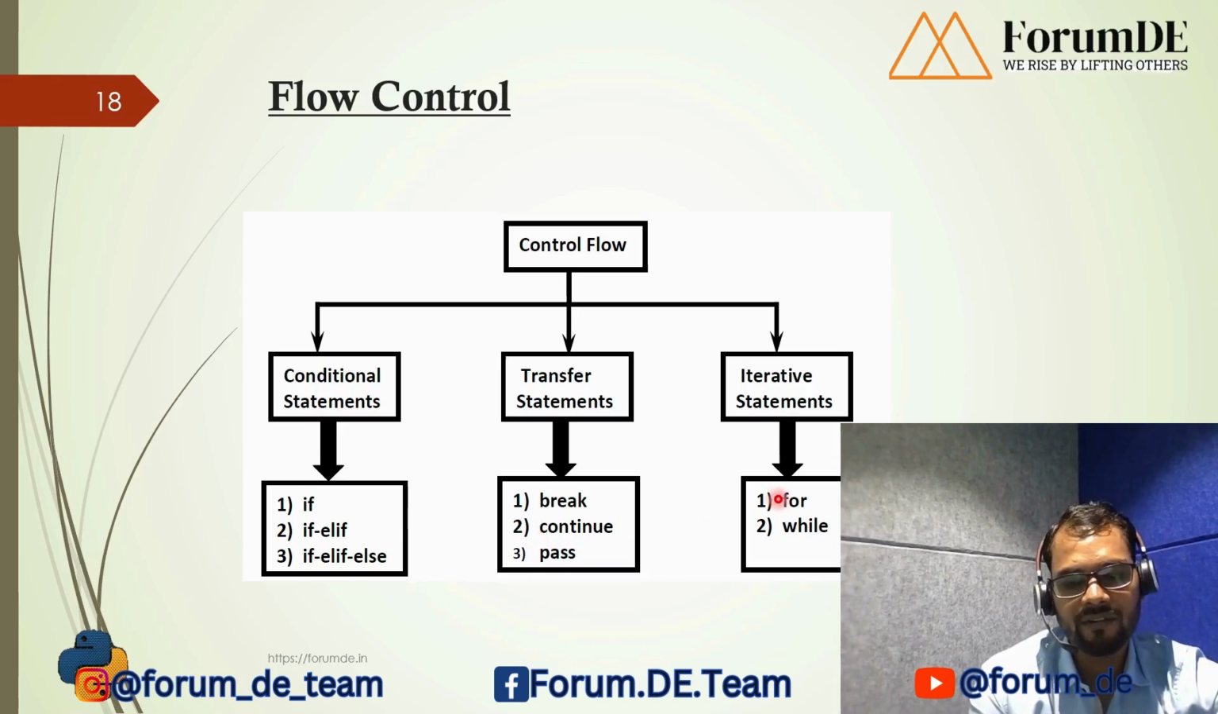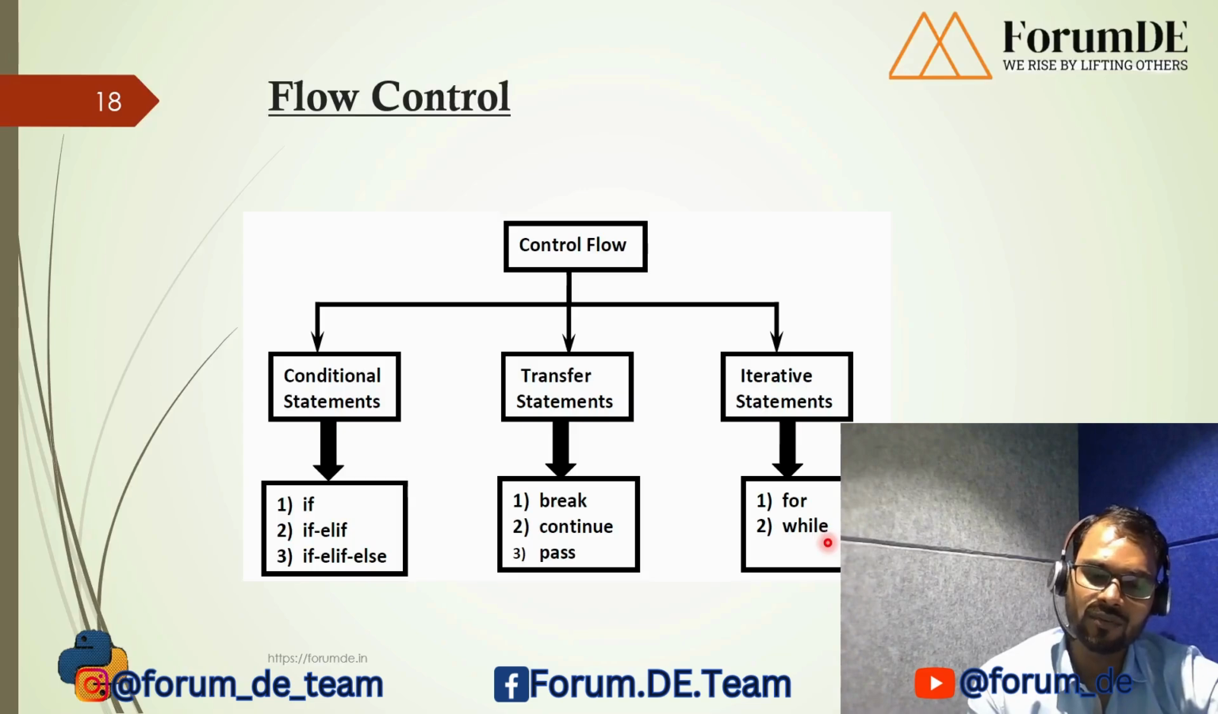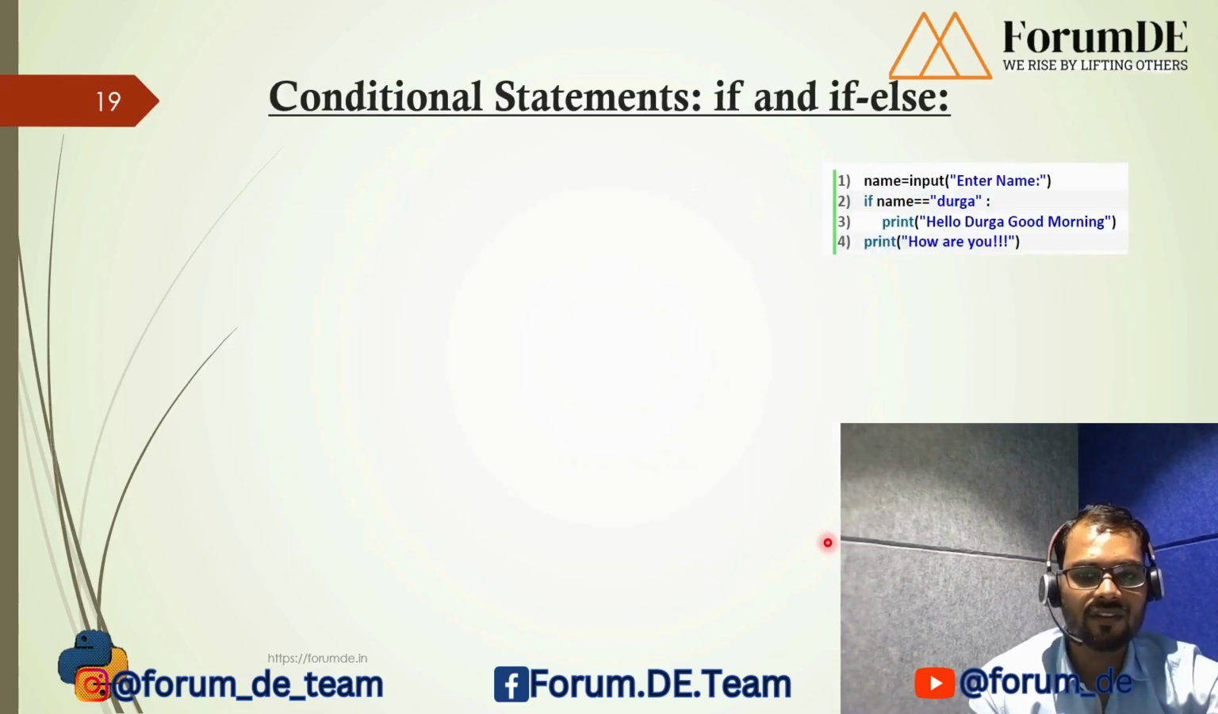For loop and while loop: suppose you have a collection like a list or tuple and you want to iterate over each and every item, then you can use the for loop. A while loop is used when you want to execute a piece of code until a condition is met. The for loop has a limited number of iterations, but the while loop can be unlimited, until the condition becomes true. We will discuss all the conditional statements in detail.